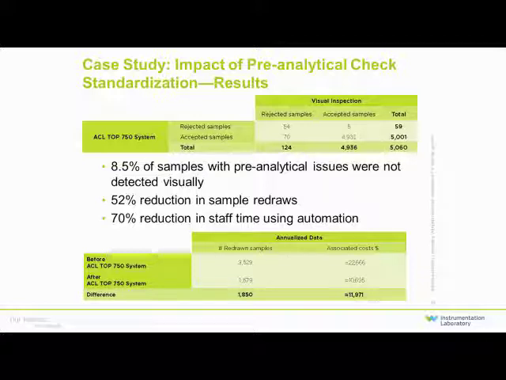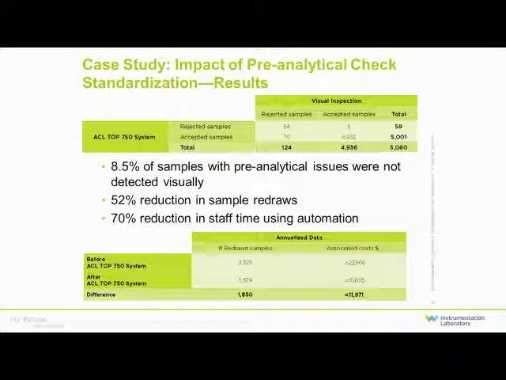So 8.5% that had a pre-analytical issue identified were not detected visually. And there was a 52% reduction in sample redraws. So from this annualized data, before the top 50 to after the top 50, the number of redrawn samples before was over 3,500, and that would have been reduced to 1,679. So you can imagine the cost associated with the redraw.